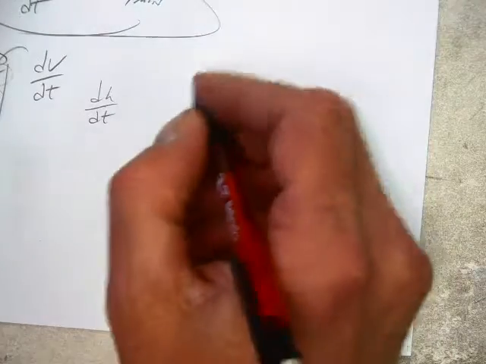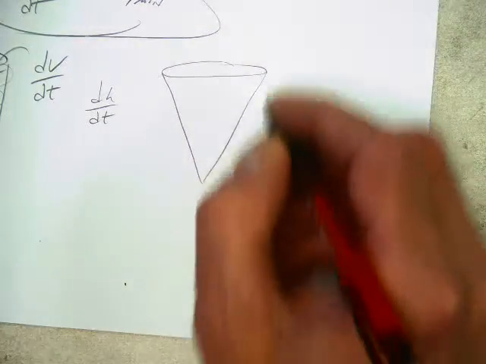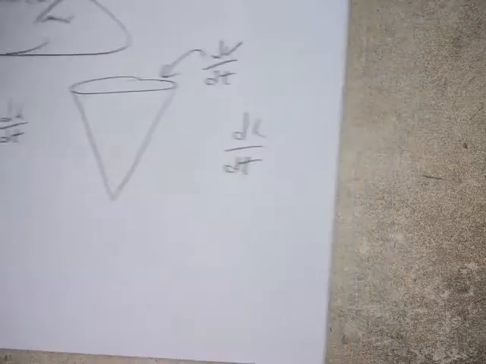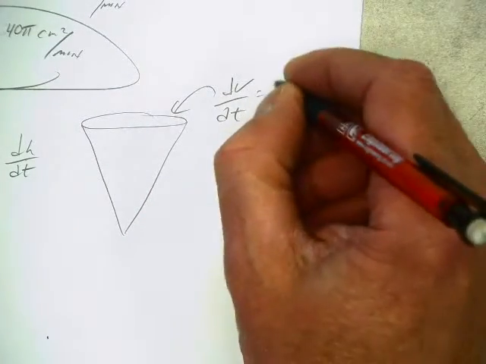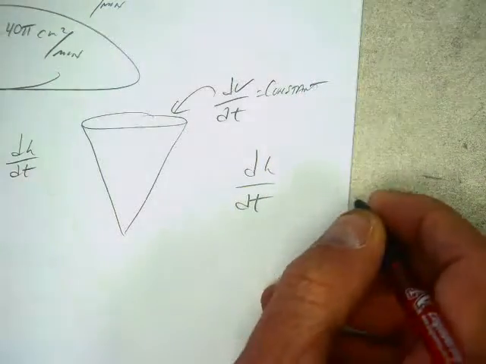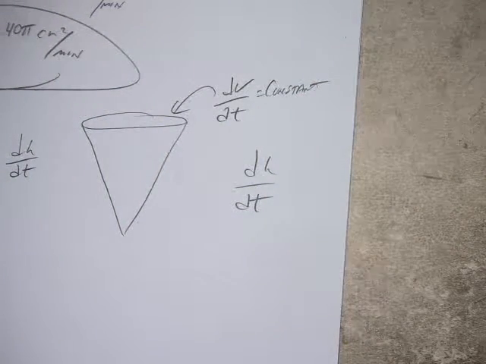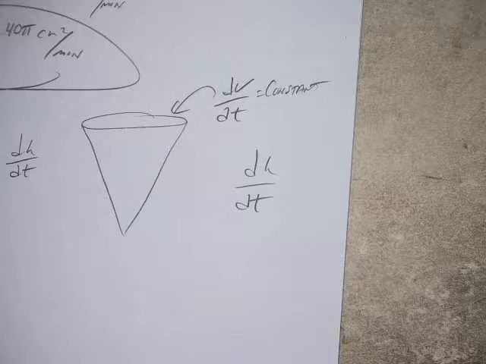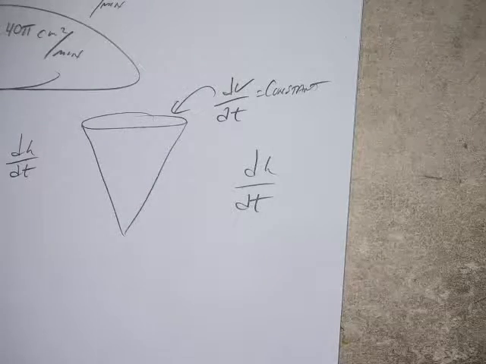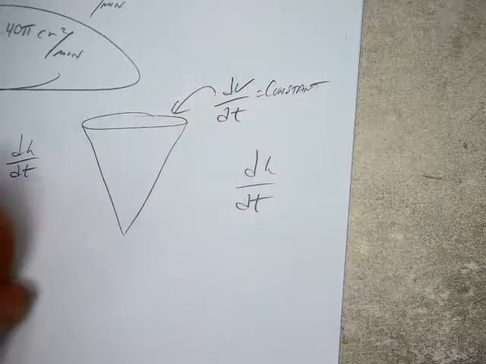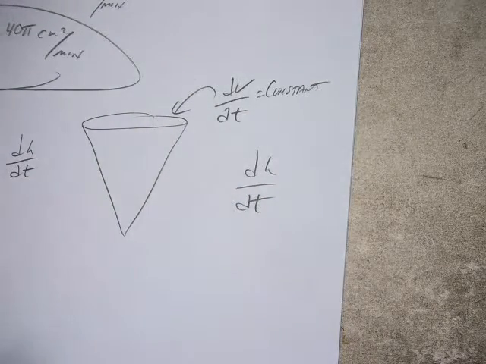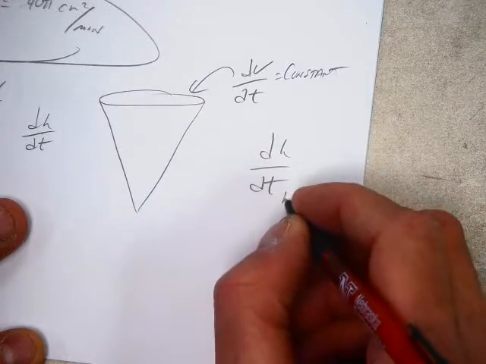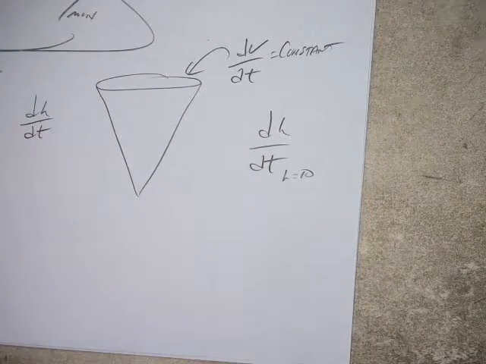But if I change the shape and do something like this, and I'm putting in water, let's say this is constant, how does my height change as I start pouring in water? Yeah, it's always going to increase, but at first it's going to increase very quickly. But as it goes on, it's going to increase more slowly. So that's why we are always going to ask, find dH dt at a certain height, because my height might make a big difference.